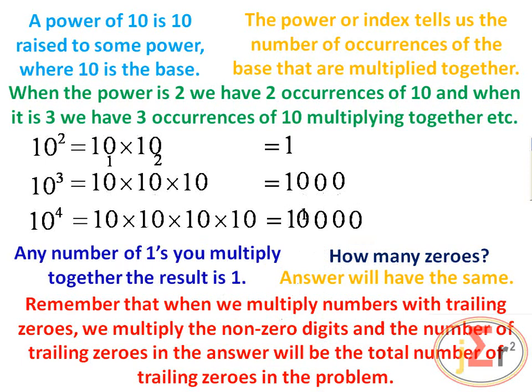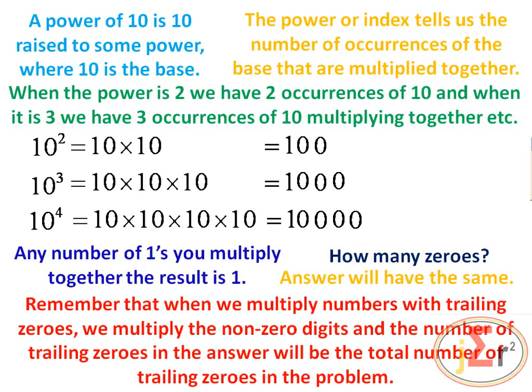So we have how many trailing zeros? 2. So 10 to the power of 2 has 2 trailing zeros. 10 to the power of 3 has how many trailing zeros? 3. 10 to the power of 5 will have how many trailing zeros? 5.